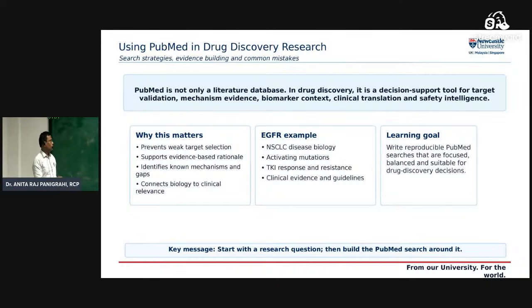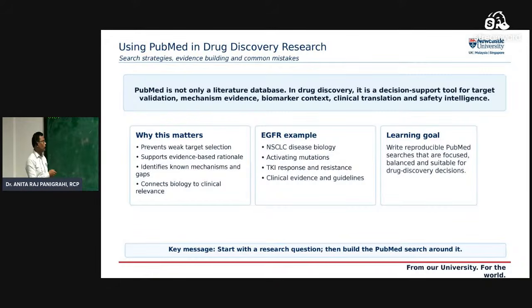Now PubMed is not only a literature database. Generally many people use this only as a literature database, but in drug discovery, it is a decision support tool for target validation, mechanism evidence, biomarker context, clinical translation, and safety intelligence. That means GeneCards will give you some information, then you are going to validate that information: how many labs did that particular experiment and did prove that.